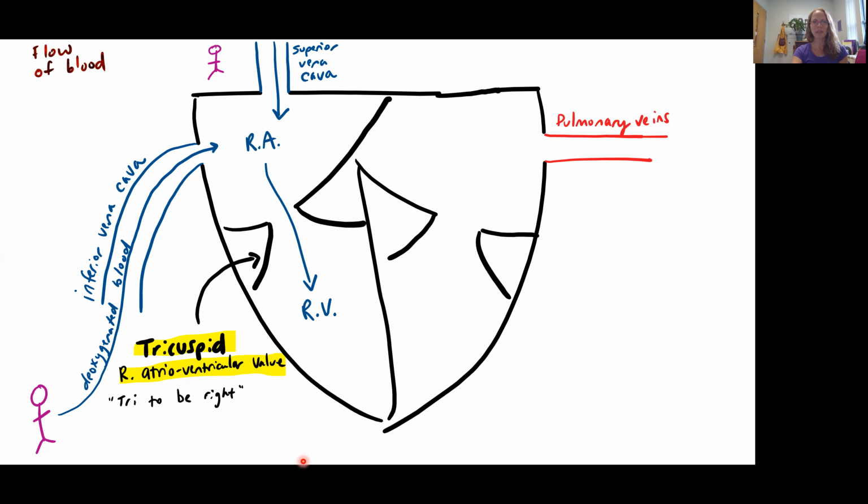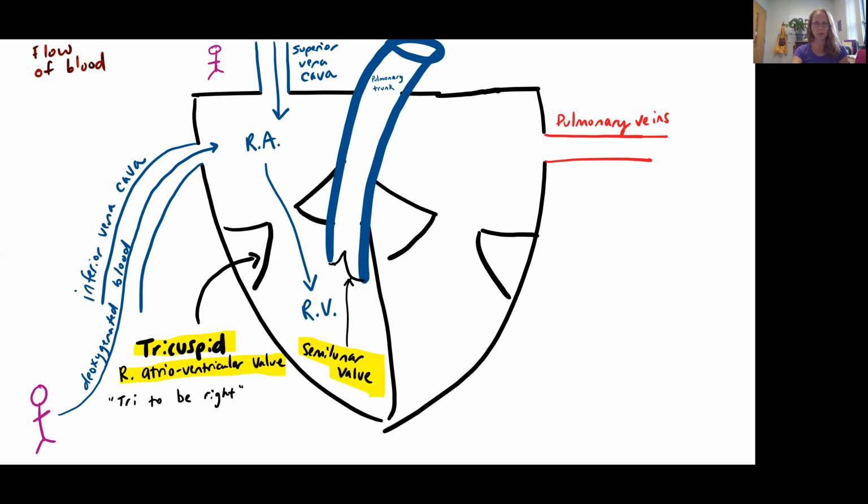Okay, from there, we need to add to our drawing. So let's draw in our pulmonary trunk. Pulmonary trunk is still carrying deoxygenated blood, but now we're going away from the heart, so the pulmonary trunk is a really big artery. Notice at the base of the pulmonary trunk, you have what's called a semilunar valve. So you can call it your pulmonary semilunar valve.